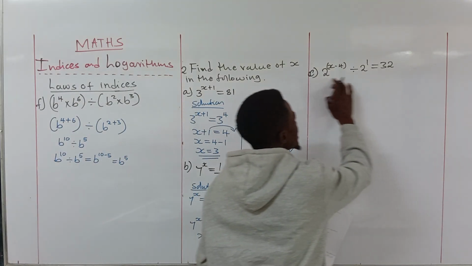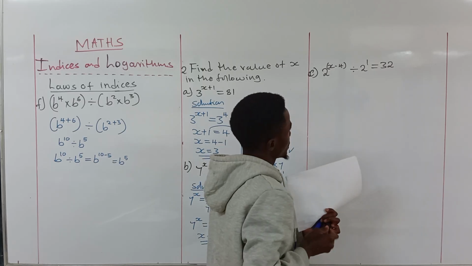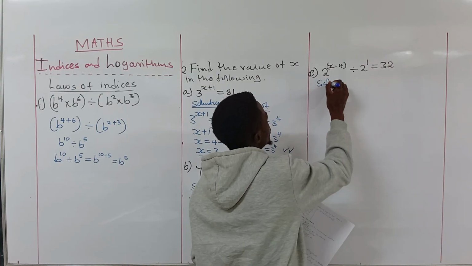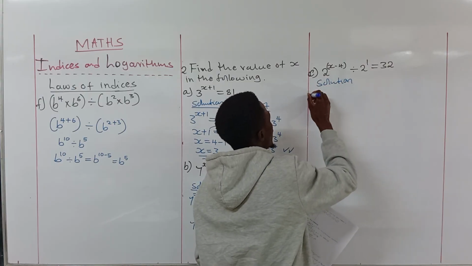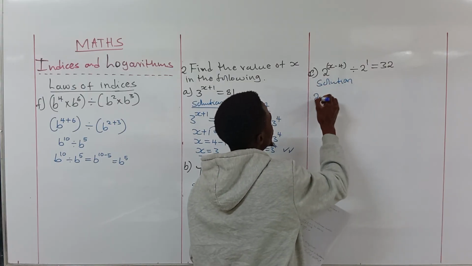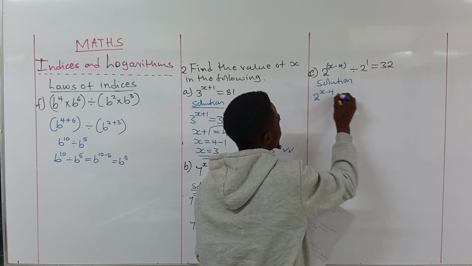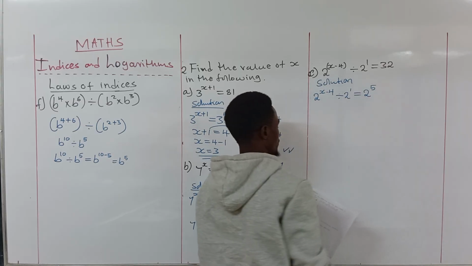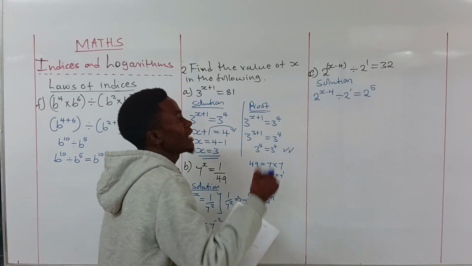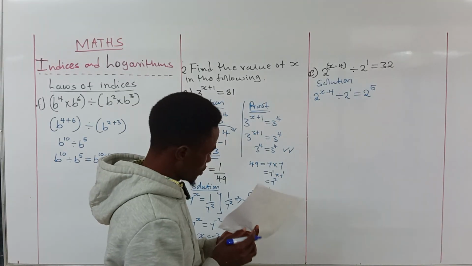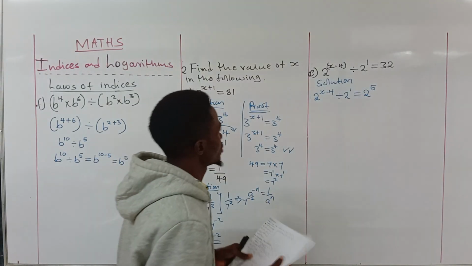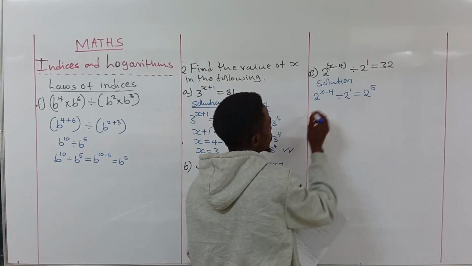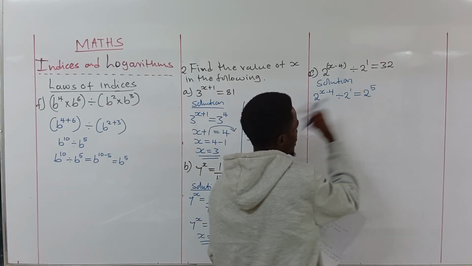So express everything here. That is the first step. Express everything in the base of 2. Our solution becomes 2 raised to power x minus 4 divided by 2 raised to 1 is equal to 2 raised to 5. So 2 multiplied 5 times, 2 by 2, is going to give us 32. Now we obey the division law, and since we have the same base, we can equate the whole equation.